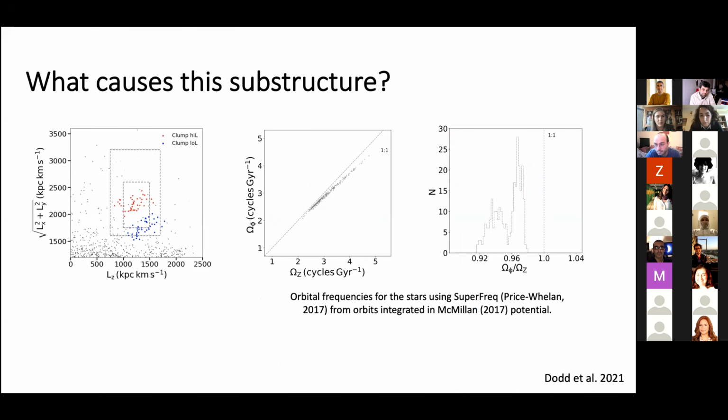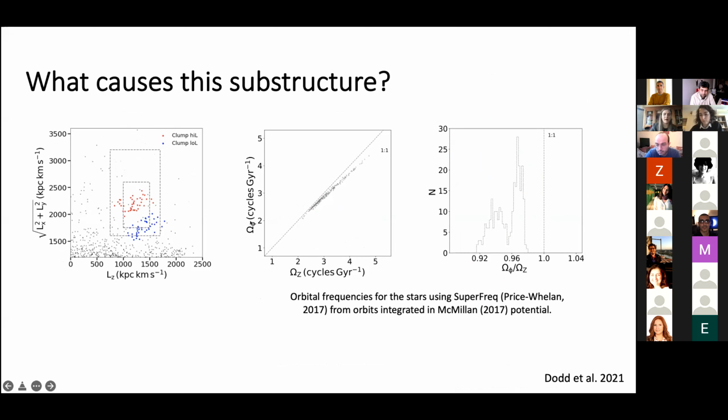But we wanted to understand what causes this substructure. Since the two groups have the same stellar populations, they should just form one overdensity in this integral of motion space. So why do we see this gap, and why do we see this separation into two populations? For this, we had to look at the dynamics and figure out what this is telling us.